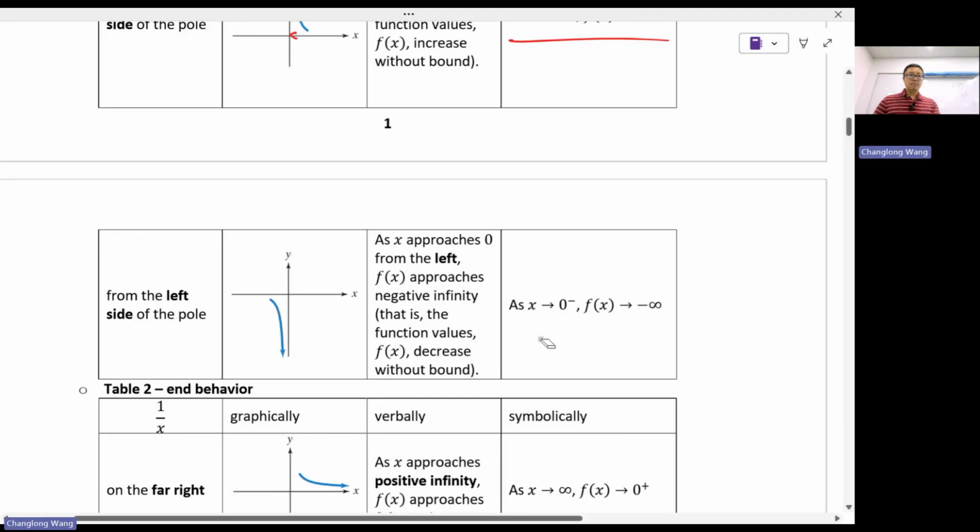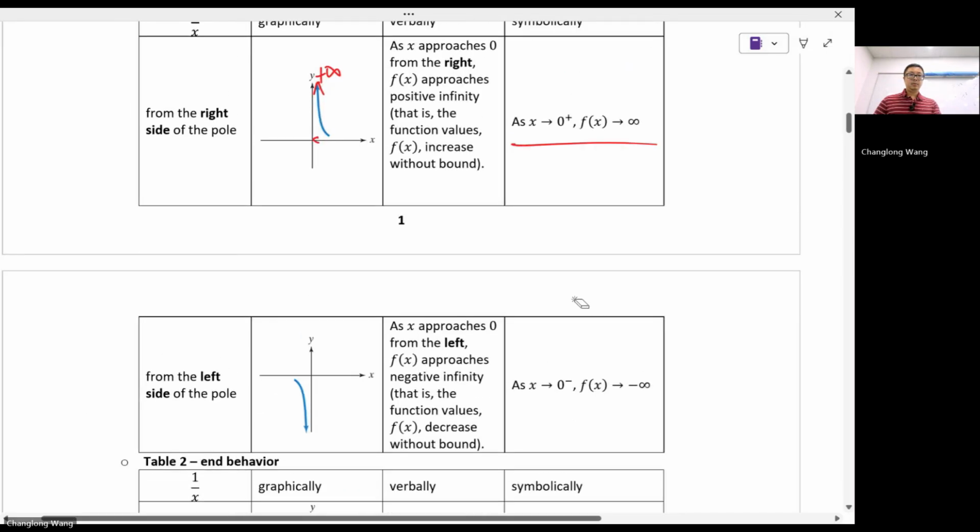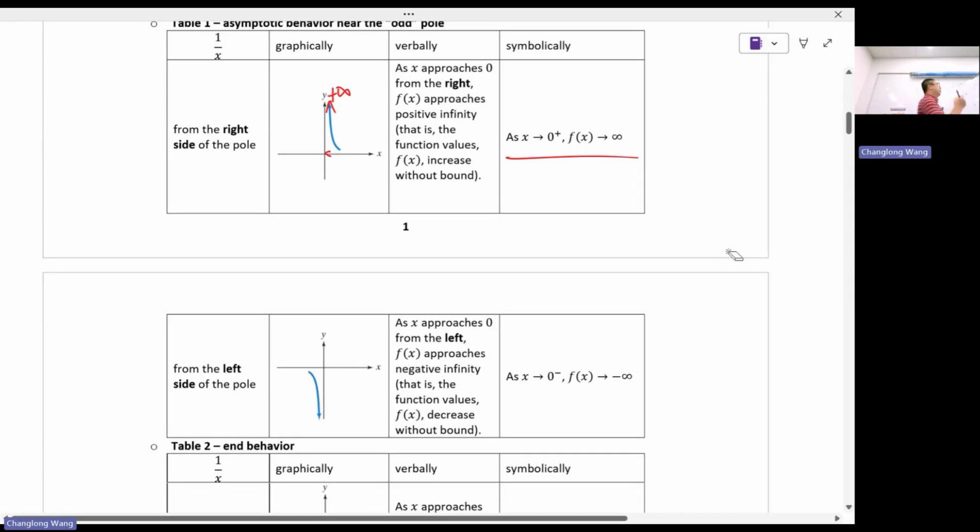Now, remember I said the pole, in this case 1 over x, has a pole with odd multiplicity. So we will refer to it as an odd pole in this case. And I want you to realize that this is how the function behaves when it's near an odd pole. The function will asymptotically reach either negative infinity or positive infinity, but they are going in opposite directions on either side of the pole.